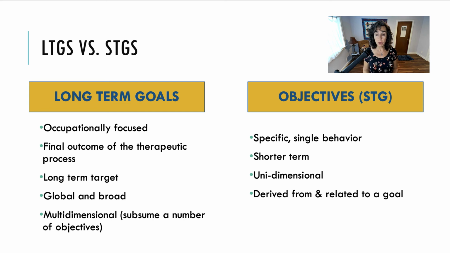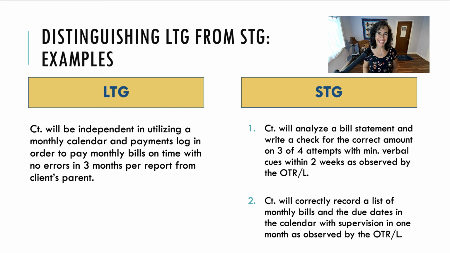Alternately, our short-term goals or objectives are a single specific behavior. They're shorter term, so again, this building block idea. They're unidimensional, which means that they're just covering one aspect of what we're working on, and they're derived from and related to a goal. So goal and objectives. That's my shorthand.